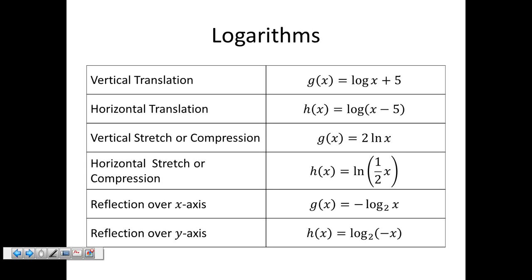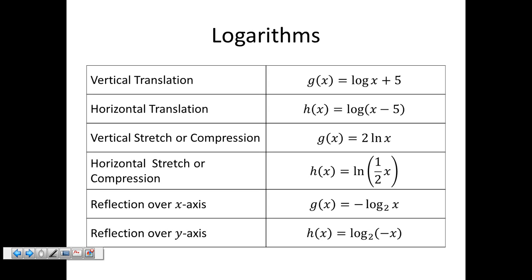Really, the important thing is when we're talking about inside changes, that addition, subtraction, that multiplication, that division is inside with the variable. It's inside the logarithm. If we're talking about vertical changes, that addition, subtraction, multiplication, or division is outside the logarithm.